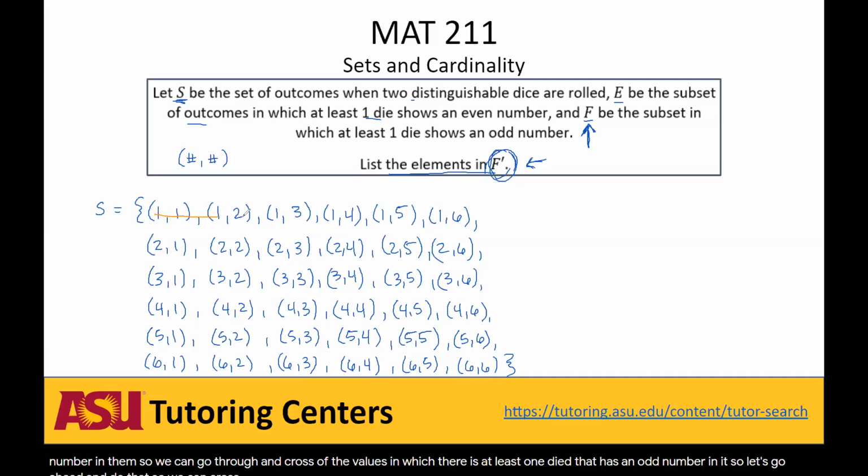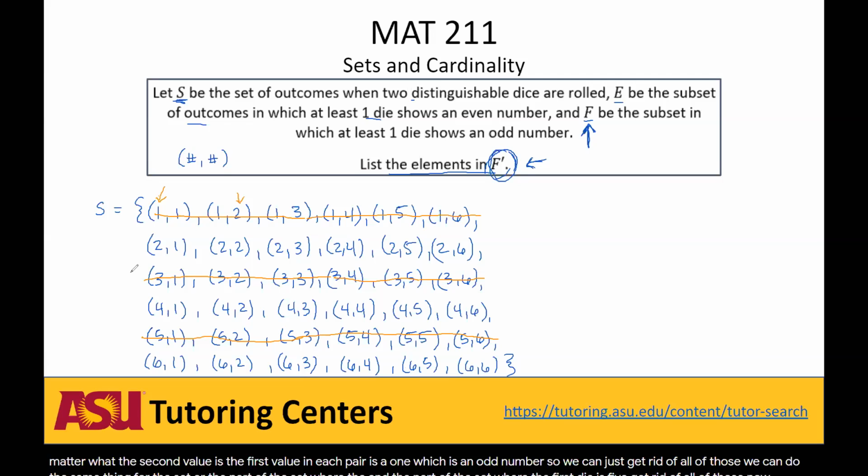So we can cross out this whole first row, which is a shame because we just wrote that. But that's true because it doesn't matter what the second value is. The first value in each pair is a 1, which is an odd number. So we can just get rid of all of those. We can do the same thing for the part of the set where the first die is 3, and the part where the first die is 5. Get rid of all of those.